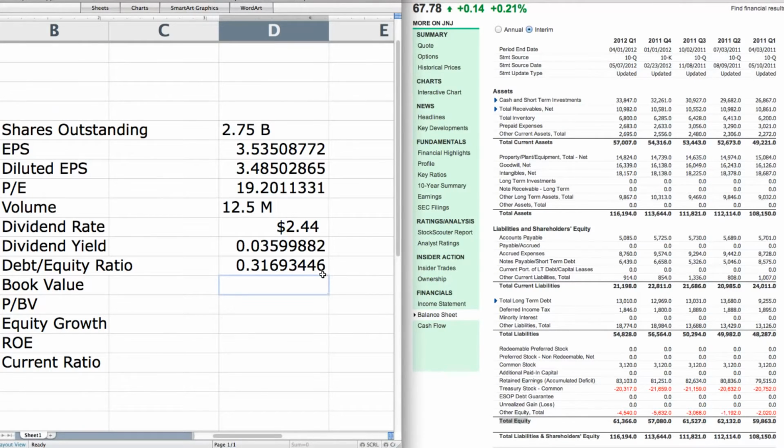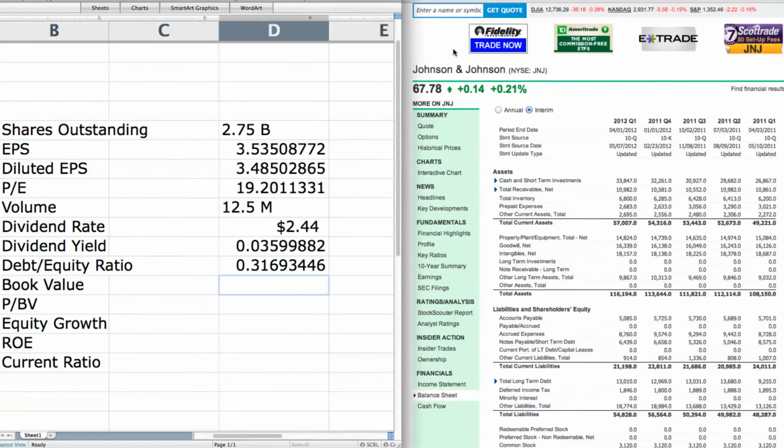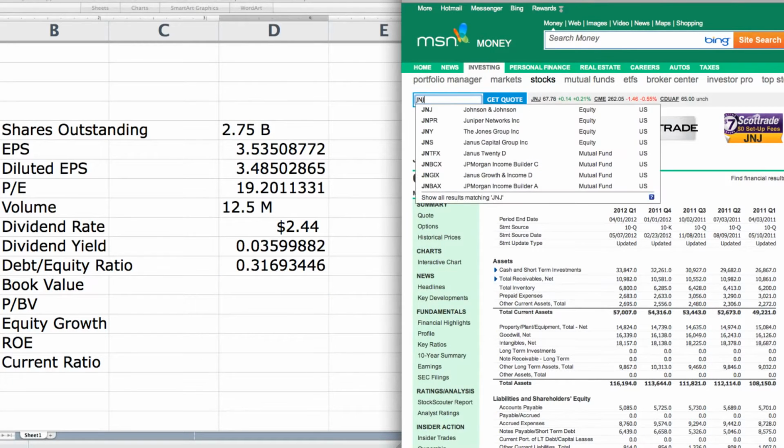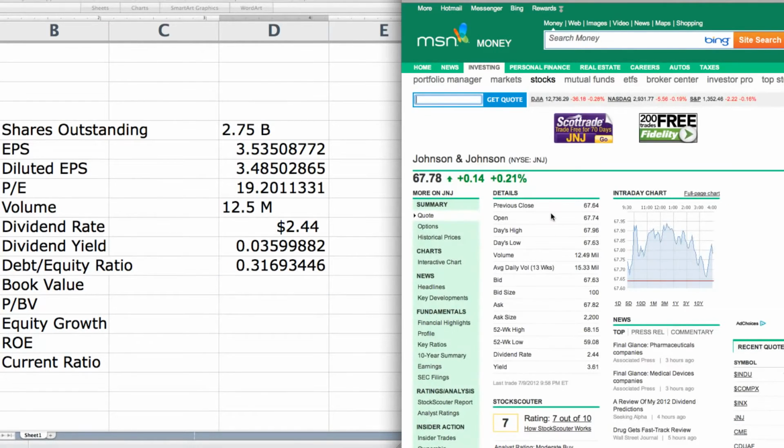So the next number is your book value. Now the book value isn't calculated off the top level, or it's not displayed on the top level page. So let's go to the top level page.